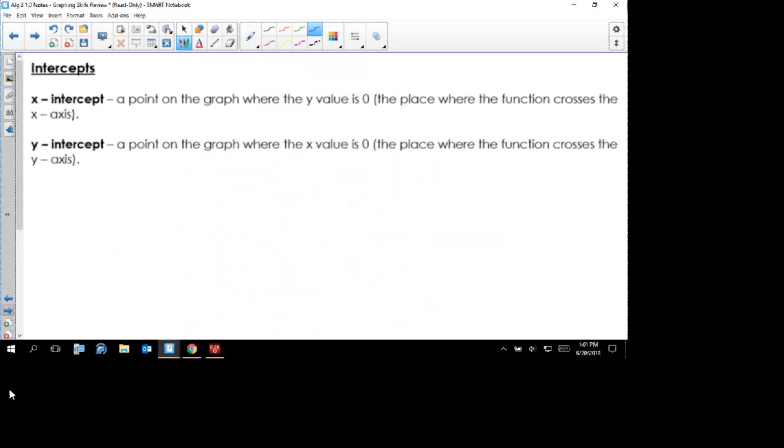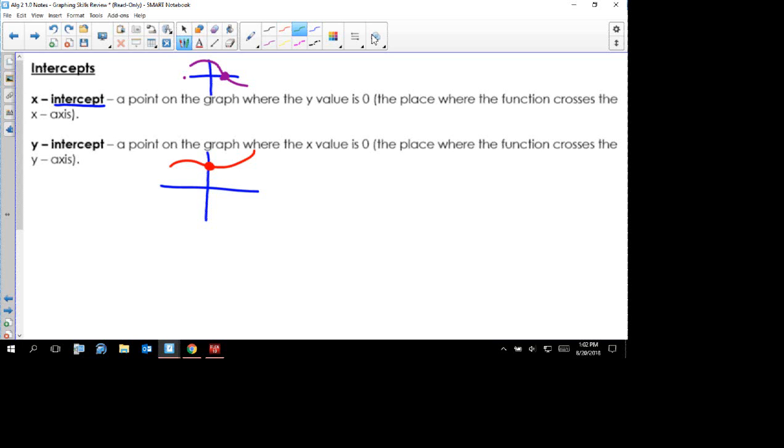And next we're talking about x-intercepts and y-intercepts. When you have an intercept, it's going to cross that axis. So if we have an x-intercept, it's going to pass through the x-axis. That's the x-intercept. If we have a y-intercept, it'll pass through the y-axis. And only those, the intercept.